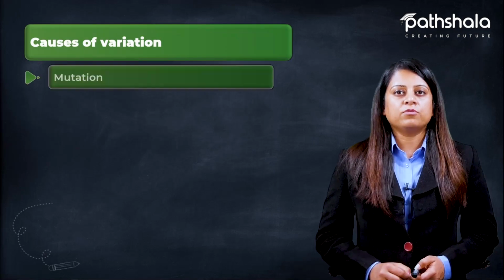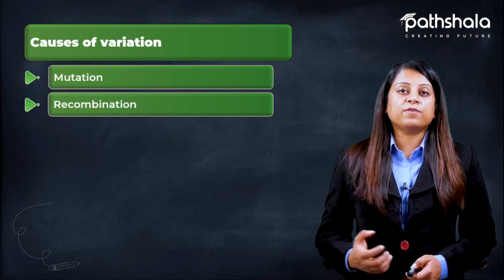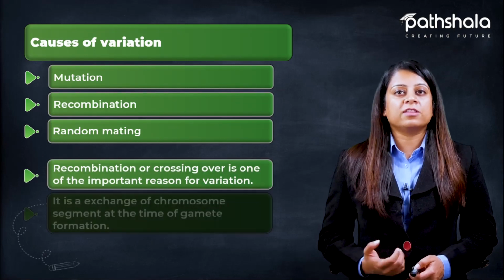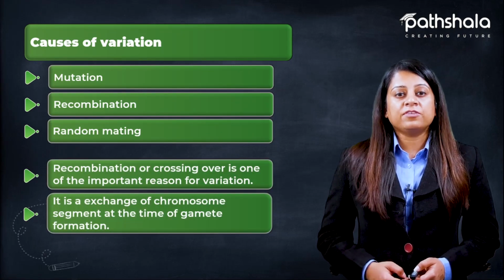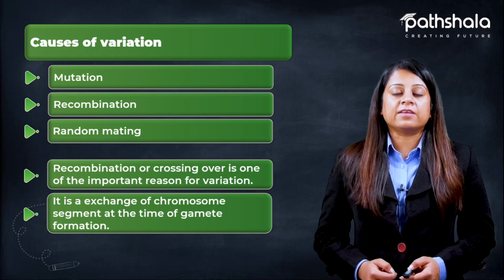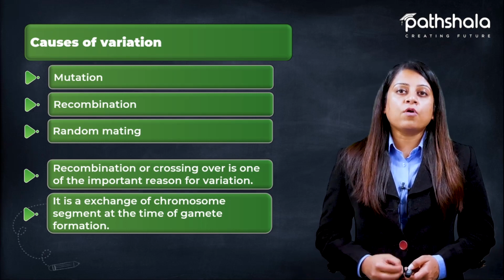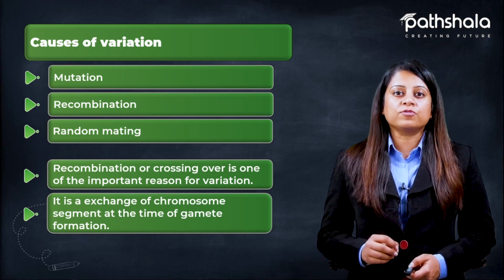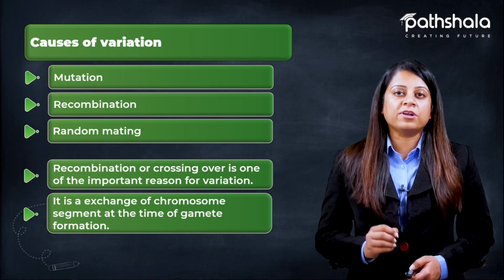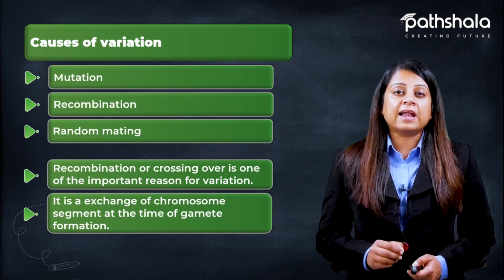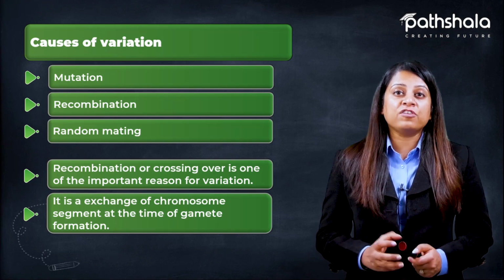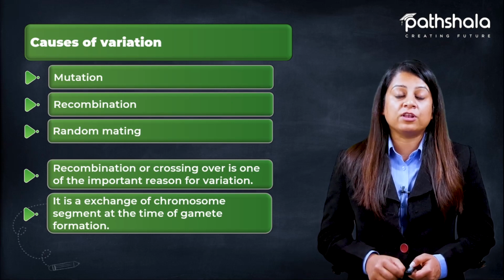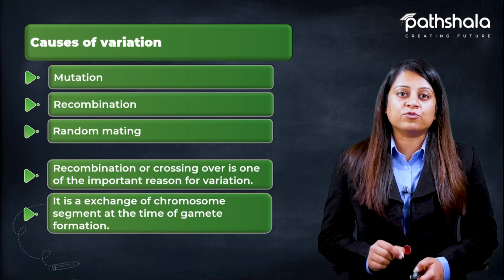Further, let us study about the causes of variation. So there are different causes of variation. First is mutation, that is alteration in the genetic material. The next is recombination, and next is random mating. Recombination is also known as the crossing of chromosomes. So crossing over is one of the important reasons for variation that takes place when there is exchanging of chromosome segment at the time of gamete formation, which is also known as gametogenesis.